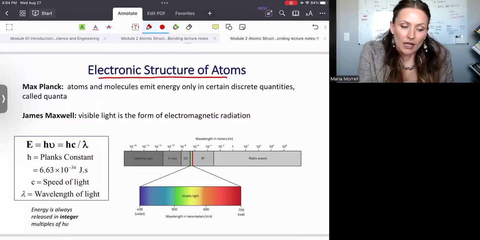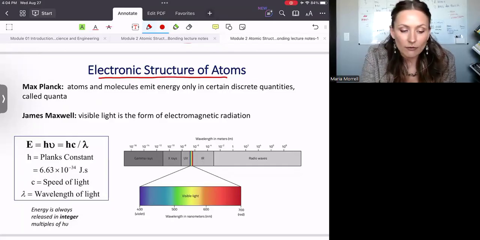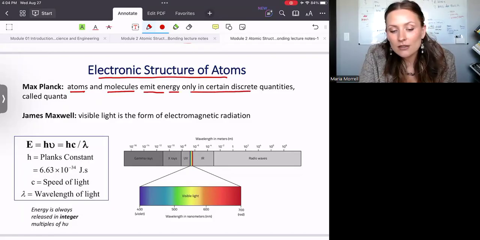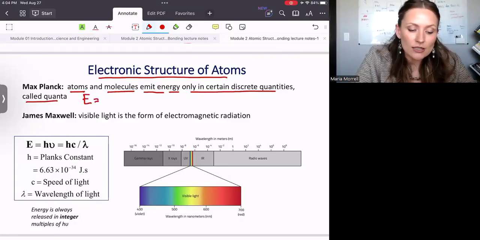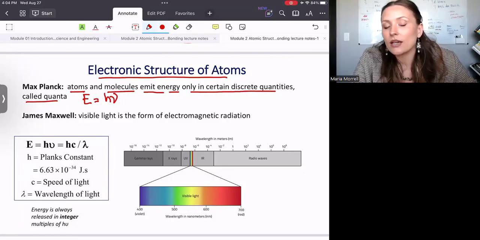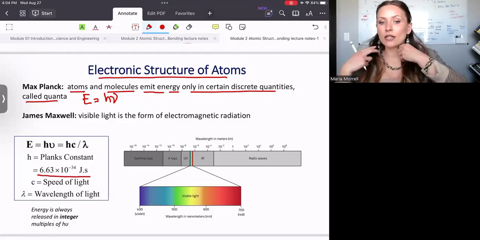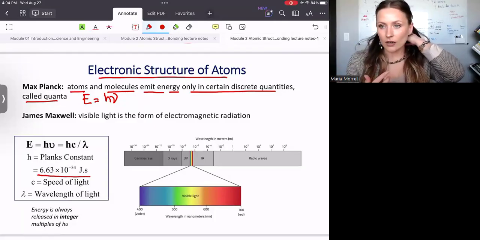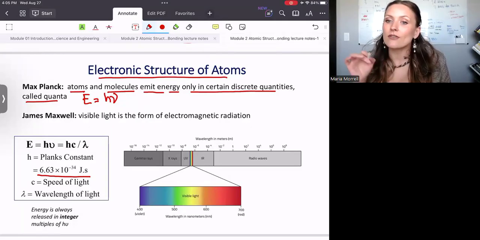Before we get into that, there were two major discoveries that we would need to understand. First is that Max Planck, the German scientist, made a very major discovery, and specifically, he said that the atoms and molecules emit energy only in certain discrete quantities, which is called quanta. And that energy is usually described as h nu, where h is Planck's constant. You can see this number right here, which is 6.63 times 10 to the negative 34 joule-seconds. Now, nu is the frequency, okay?